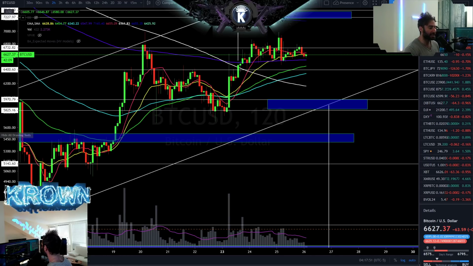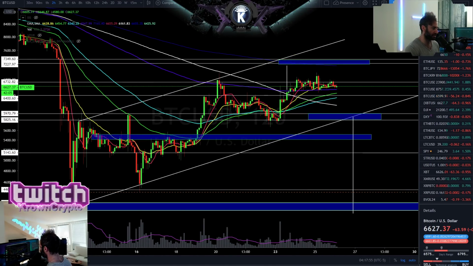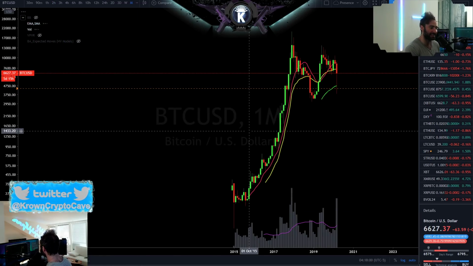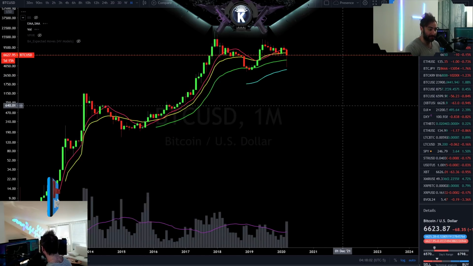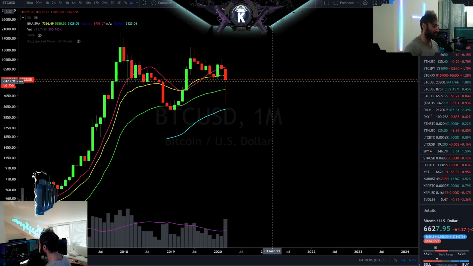But I do want to be checking out how that would change the picture if we closed, perhaps here, which I don't think that we're going to close here. I think that is very unlikely that we close here, in fact. But looking at the monthly right here, if we were to close, this would be a phenomenally massive wick to the downside, and that would be a bull wick.